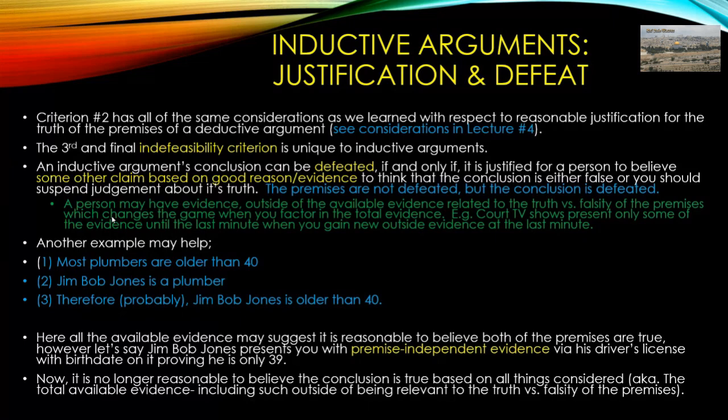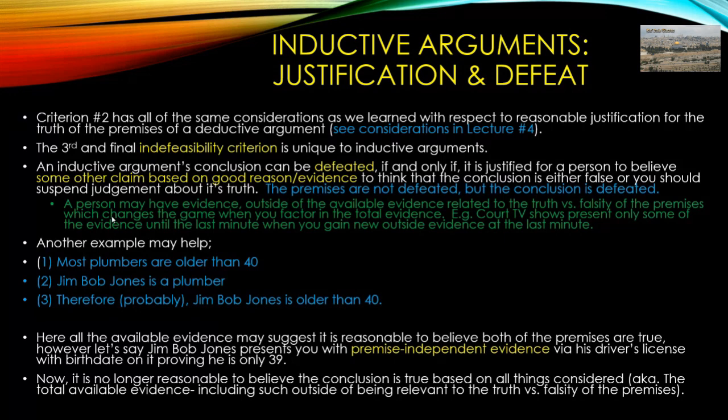Okay, so what does it mean? A little bit more about this defeat, right? So let's think about it this way. A person may have evidence, in terms of their total evidence, as Richard Feldman puts it, which includes evidence outside the available relevant evidence related to the truth or falsity of the premises of an inductive argument. Okay, and this can totally change the game. So you have outside evidence, evidence that's irrelevant as to whether your premises are true or false, but it is still relevant as to whether your conclusion is true or false.